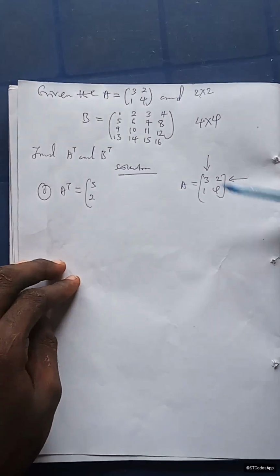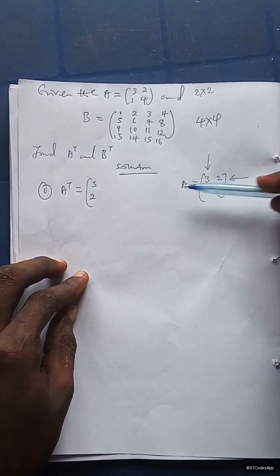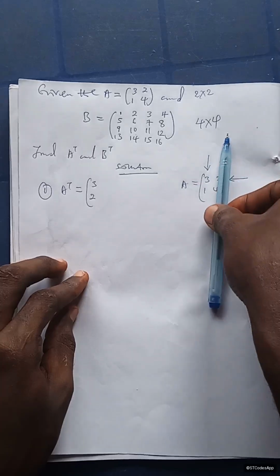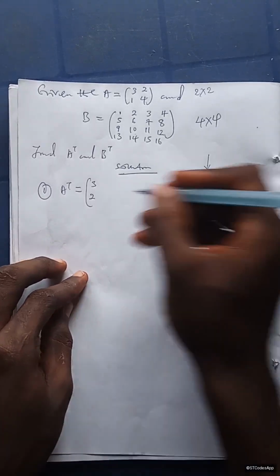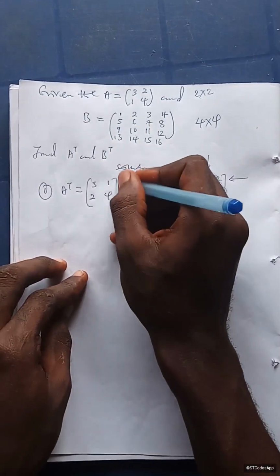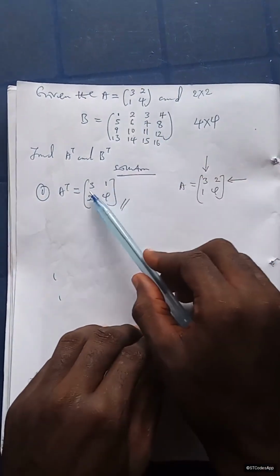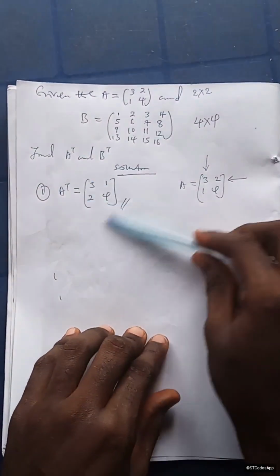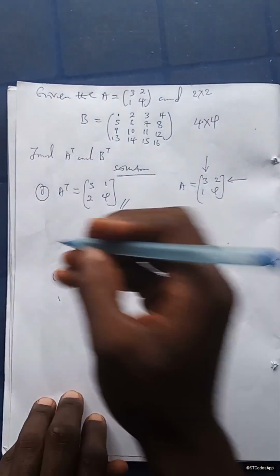Now we'll come to the second row. What you have in the second row is 1 and 4. You can see the direction of the arrow. 1 and 4. So if you tilt this arrow in this direction, the 1 goes up and the 4 comes down. So immediately we are going to have 1 and 4. So this is the transpose of A, and that is the final answer to this. So the transpose of this matrix A will give us 3, 1, 2, 4. And they are still maintaining the same number of rows and columns. Okay. Now let's go to B.